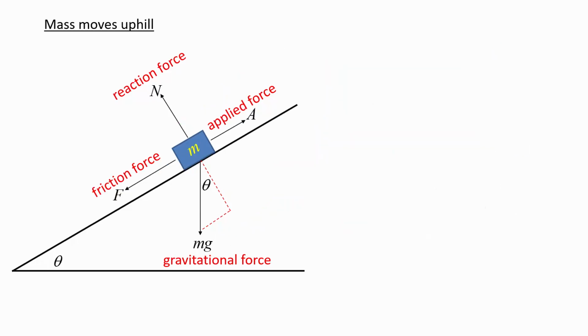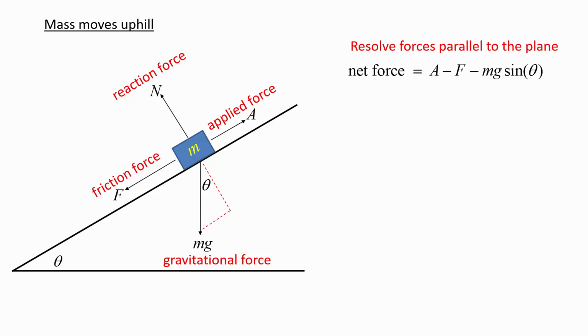Now let's look at the situation where the mass actually ends up moving uphill. For that to happen, the net force, the resultant force, must be in the upward direction, parallel to the plane. So again, resolving forces parallel to the plane, the net force will be the applied force minus the frictional force acting down the plane, and then minus the component parallel down the plane, which is mg sine theta.